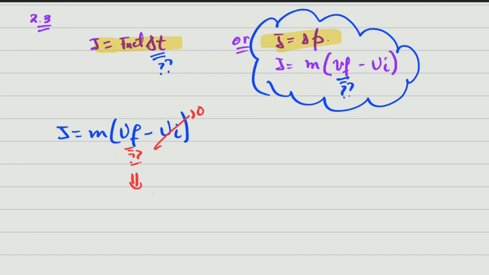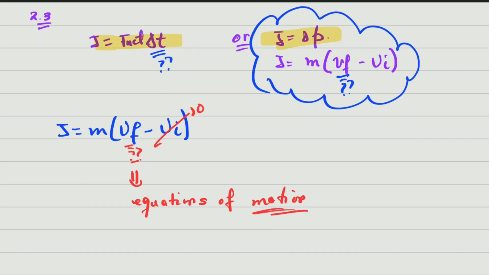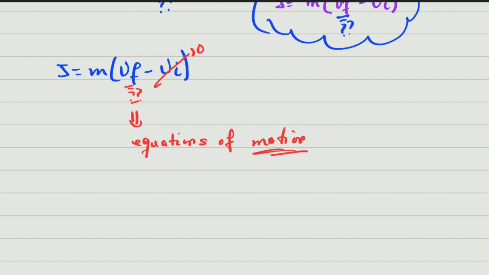We are going to go to equations of motion and look for a formula that can help us. Now the best formula that can help us for this one here would be the final velocity squared equals initial velocity squared plus 2 times acceleration multiplied by the displacement.